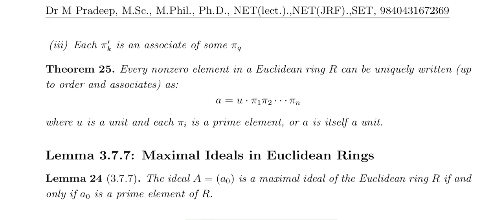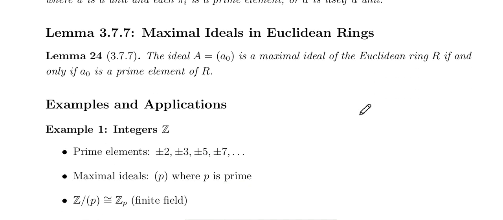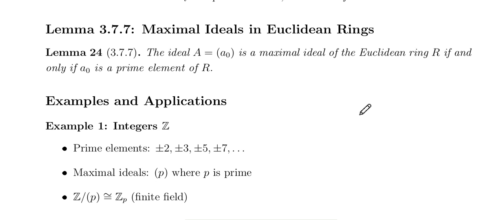Every non-zero element in a Euclidean ring can be uniquely written as a equals u times pi 1 pi 2 ... pi n, where u is a unit and the pi are prime elements, or a itself is a unit element. There are maximal ideals in a Euclidean ring: the ideal generated by a naught is a maximal ideal of the Euclidean ring R if and only if a naught is a prime element. This is a very important one.